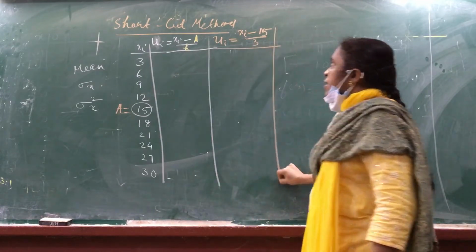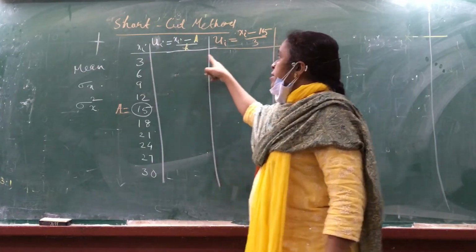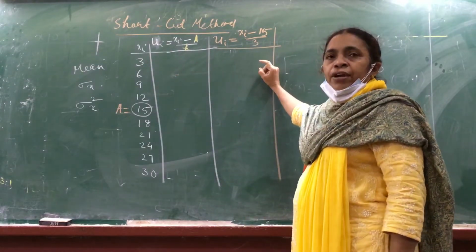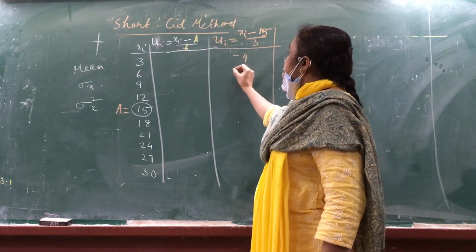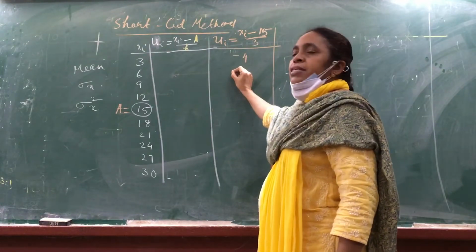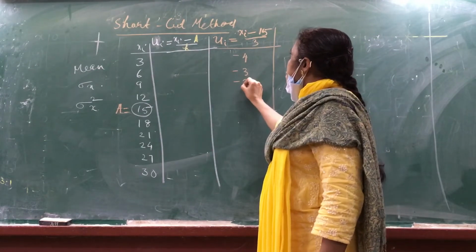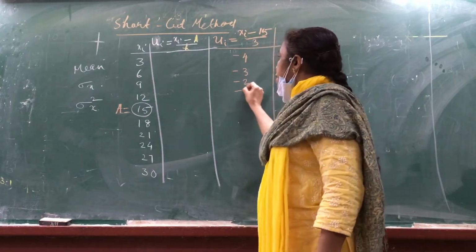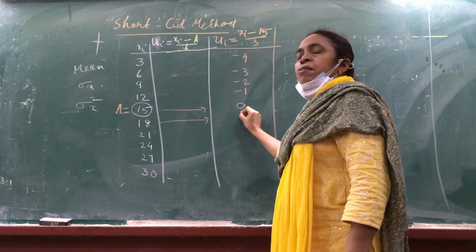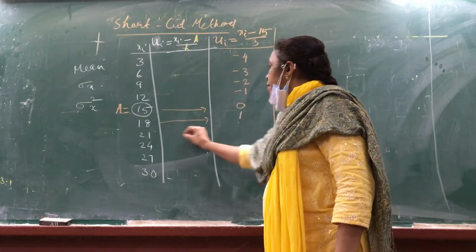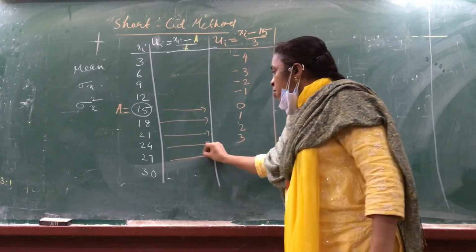You will get the new variables ui's. So what are they? 3 minus 15. What is 3 minus 15? Minus 12. Minus 12 by 3? Minus 4. 6 minus this? Minus 9. Minus 9 by 3? Minus 3. 9 minus? Minus 2. Minus 1. Here it is 0. Here it is 16 minus 15, 3. 3 by 3? 1. Then 2. Then 3. 4.